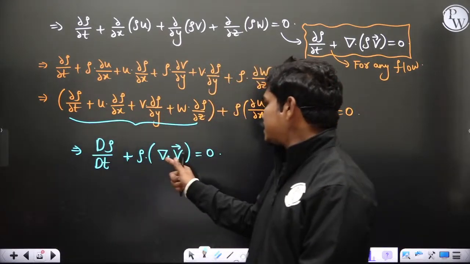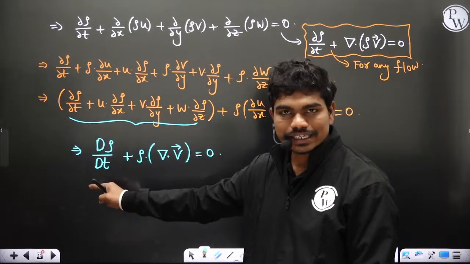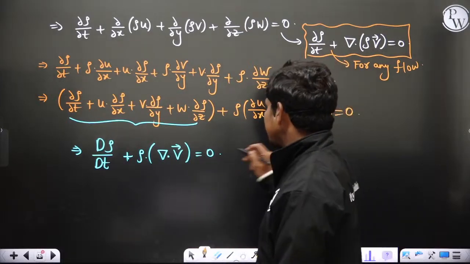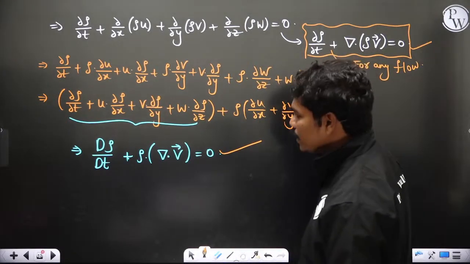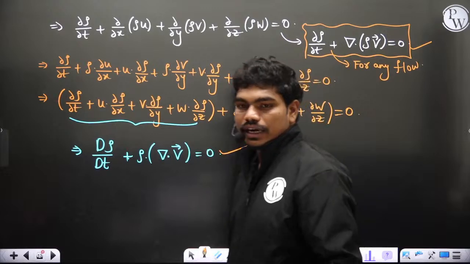Okay, so see here, this is what you have. This d rho by dt is the material or the total derivative. So this equation is the same as this equation. Now try to understand one thing.